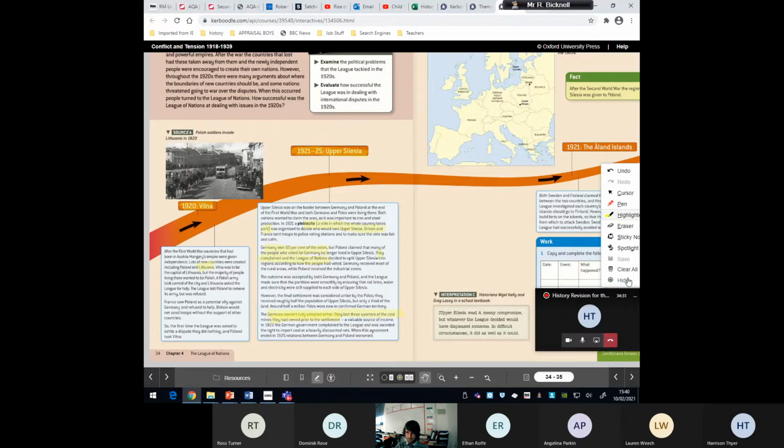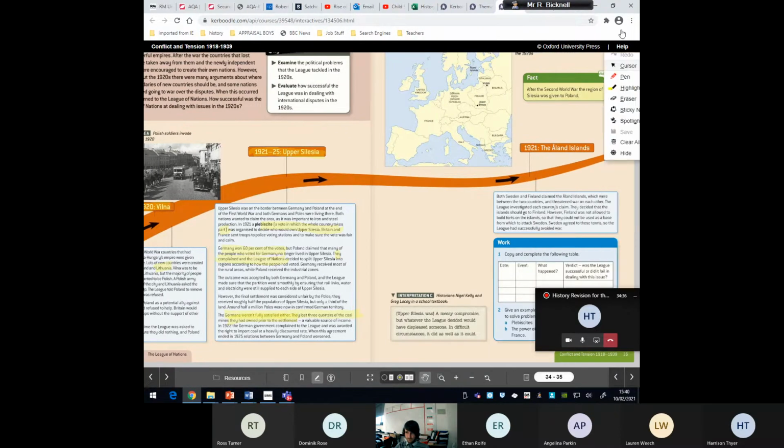Moving on. The Åland Islands. Without looking, do you know who was arguing over them? Sweden and... You don't need to write it because I can't see the chat bar. But Sweden and Finland were arguing over the Åland Islands. They both had a claim to them. The League of Nations saw that it might escalate to a potential war. So they hopped on in to see what they could do about it.